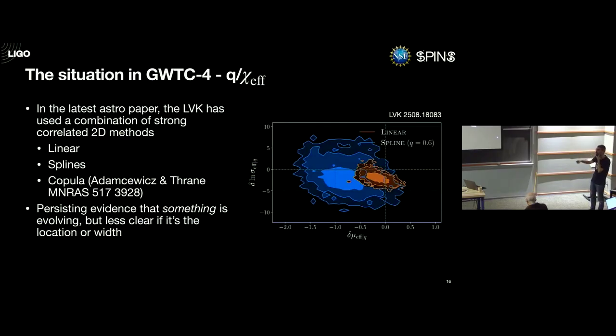So in this plot by the LBK paper, I have basically the slope of your location parameter and width parameter of this correlation. 0, 0 would be no correlation. And you can see in orange the results from the linear model, and in blue from the spline model. And you see that overall they want to be away from 0, even though especially for the spline is not excluded 100%. But it's not clear anymore whether it's the width that is changing or the location or both. So I personally would want to wait for more data to understand what's happening in here.